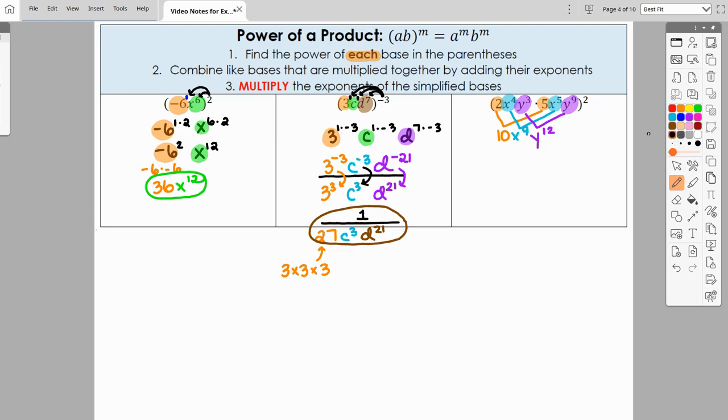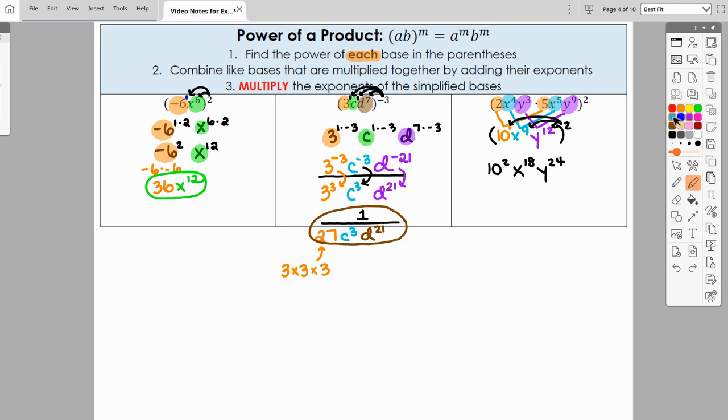Don't forget to bring down the squared, because now that I combined all like bases, I will distribute that squared to every single exponent. Don't forget that 10 is a separate base, so put an exponent of 1 when there's none written. And now I'll distribute the 2 to every single exponent by multiplying them here. So that'd be 10 to the power of 2, x to the power of 18, and y to the power of 24. How I got those exponents was by multiplying here in this case.